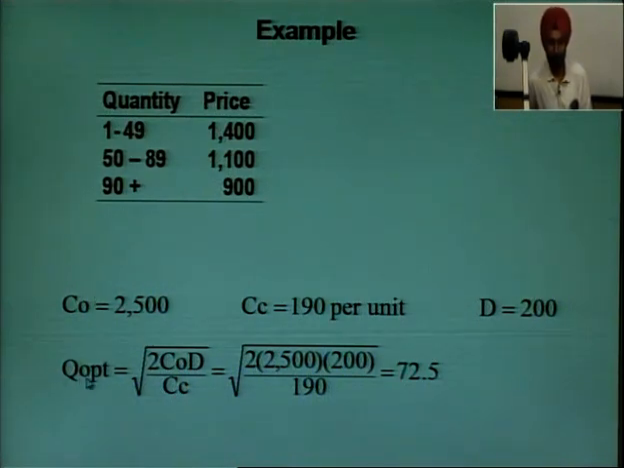Now, here Q optimum, considering the basic EOQ formula, is 2 into 2500, then 200, then 190. So, it is 72.5. Now, this 72.5 falls in this slab. So, in that case, we will be getting the price of 1100.